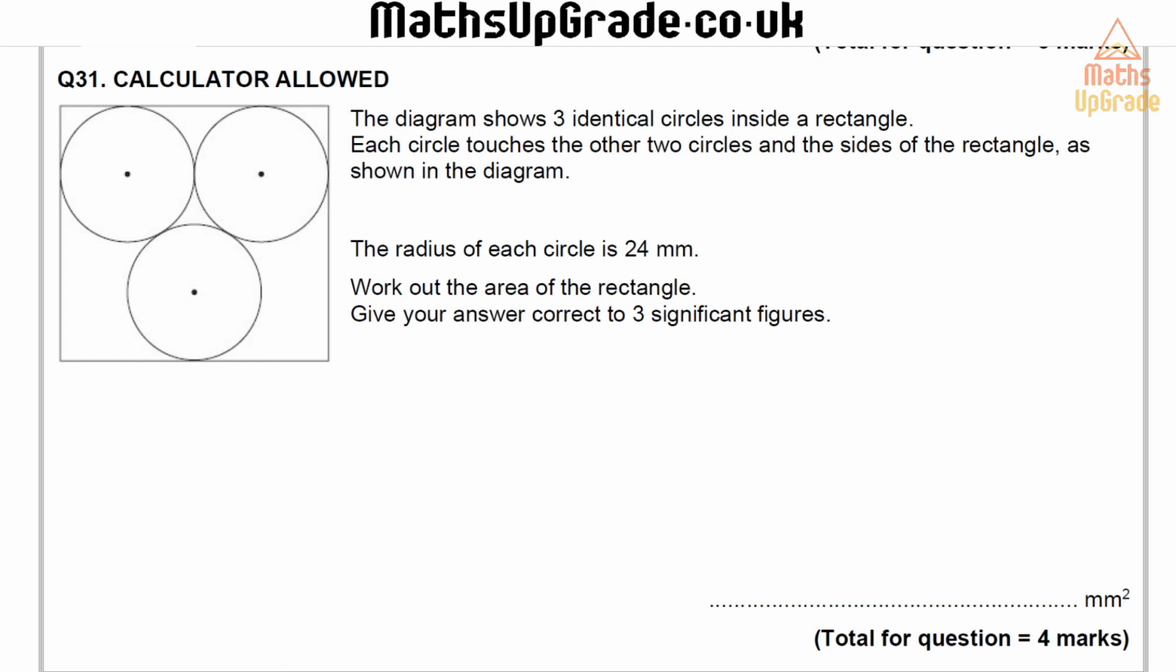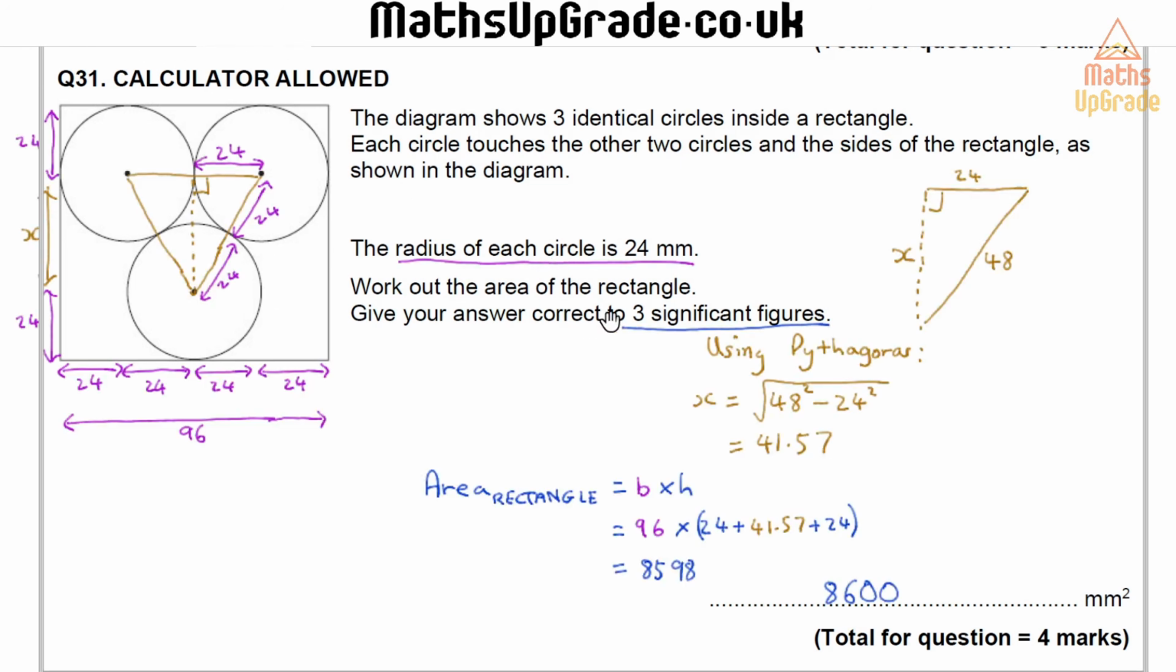The way I'm going to approach this question is I'm going to draw on my diagram as much information as I can, and then I'm going to join these 3 points up to form a triangle. And then I'm going to use Pythagoras to work out parts of that triangle. So let's do that now.